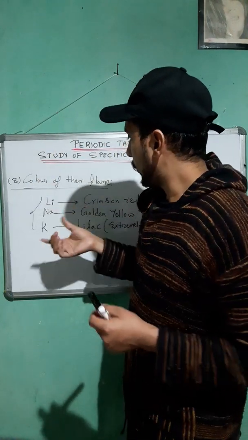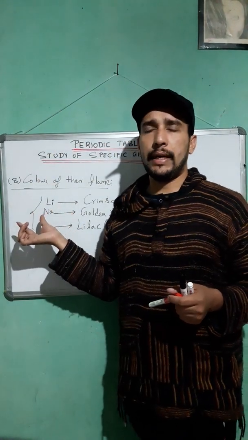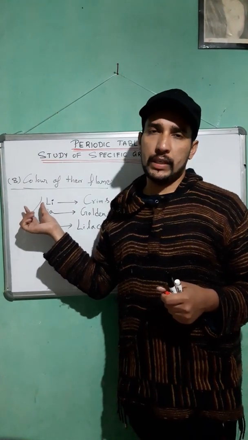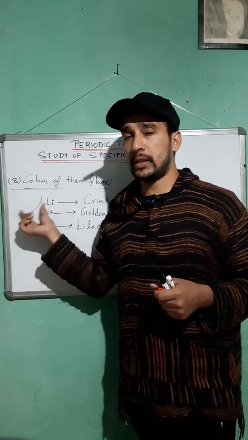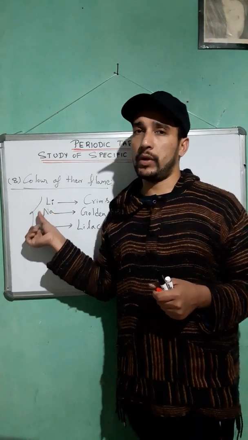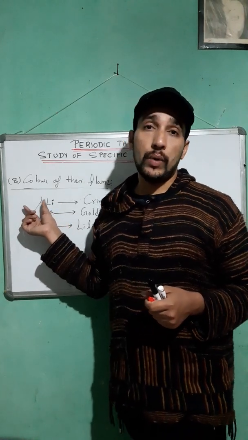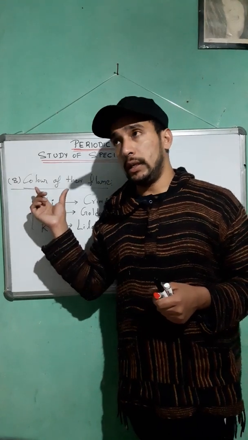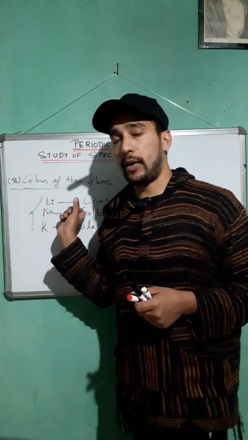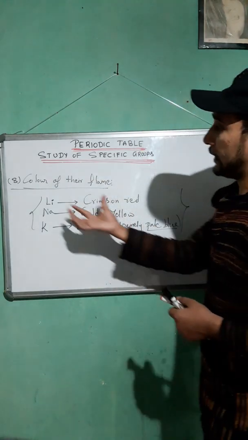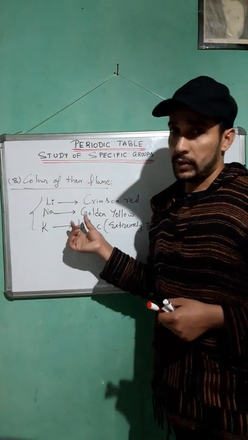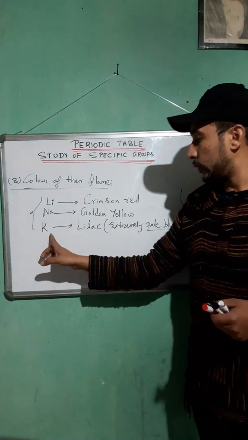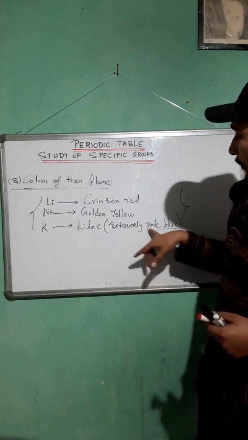Point number 7, I discussed reaction with oxygen. They react with oxygen to form oxides, and the reaction is very vigorous. Next, reaction with water. Again, the reaction is vigorous. They react with water to give metal hydroxide and hydrogen gas. And ultimately I discussed their flame colors. Lithium gives a crimson red flame, sodium gives a golden yellow flame, and potassium gives a lilac flame. Lilac means pale blue.